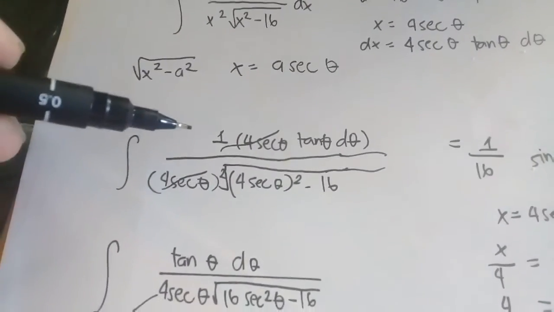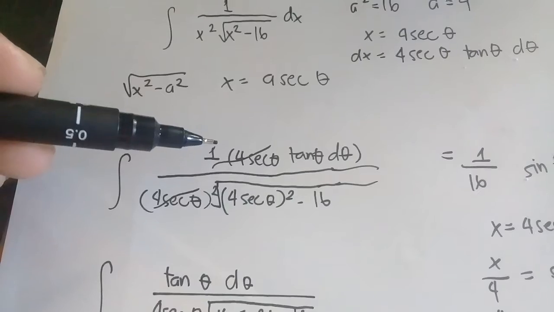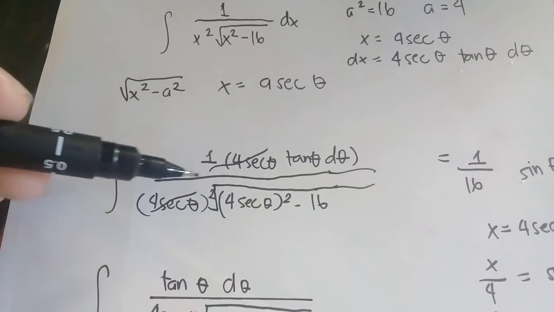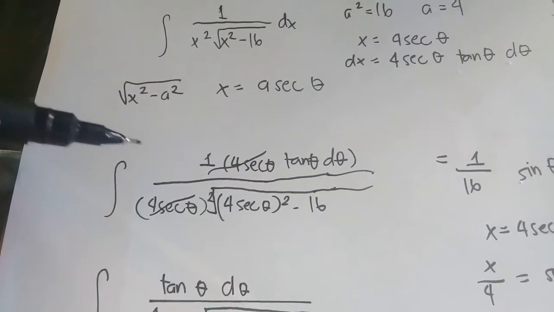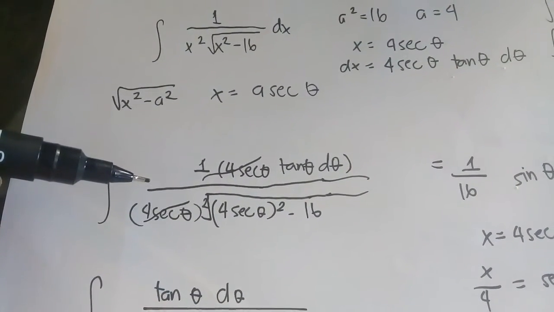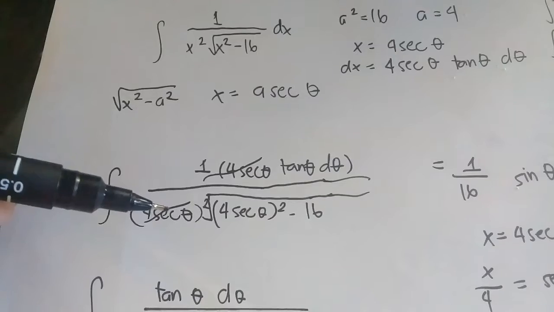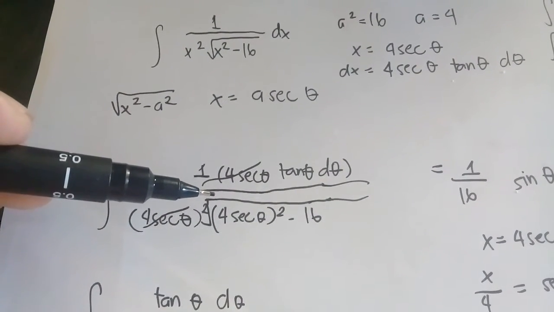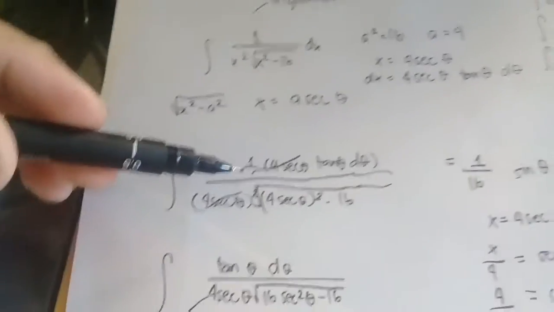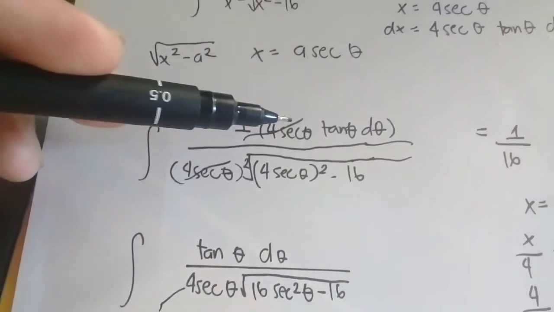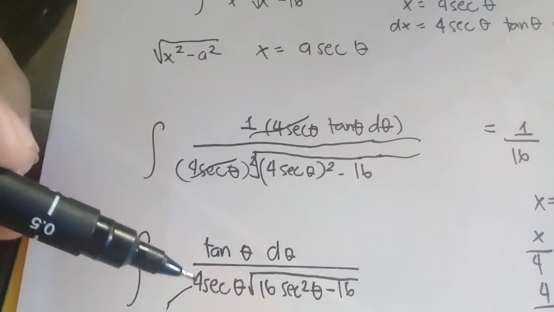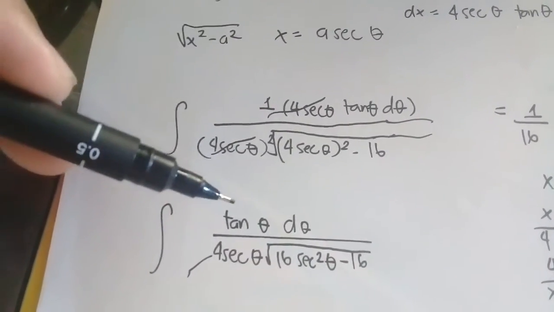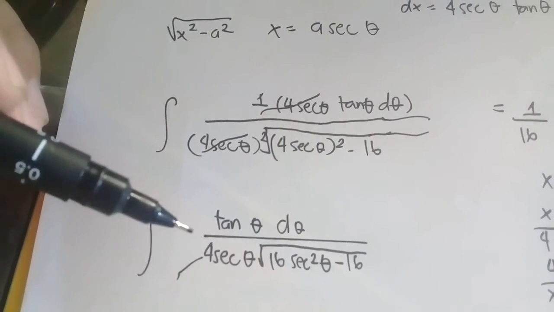The integration of 1 times dx is, ang dx po natin ay 4 secant theta tangent theta all over x squared, where the value of x squared is 4 secant theta squared. Then times the square root of 4 secant theta squared minus 16. Then we have to cancel the secant here, so there will be a remaining 1 secant here. The integration of tangent theta d theta all over 4 secant theta.